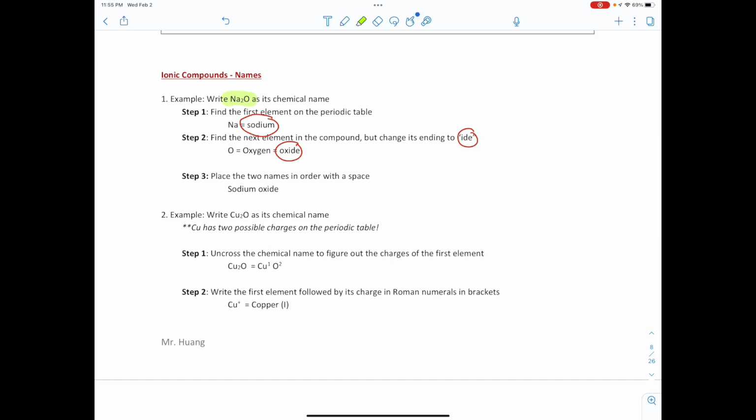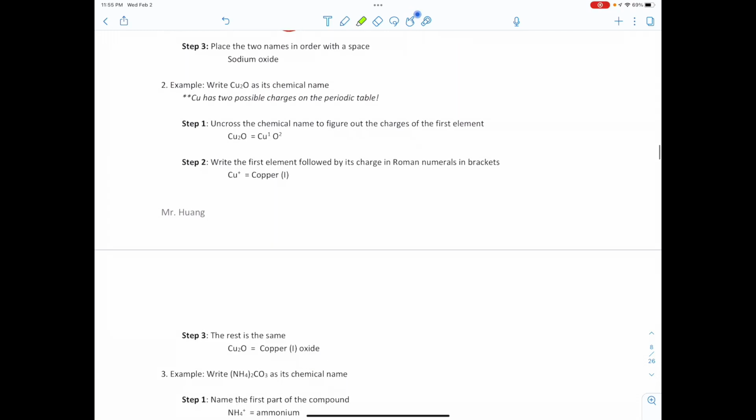Let's take a look at another example here. We have Cu2O. Now, when you look at Cu, or copper, on the periodic table, you'll notice that copper actually has 2 possible charges. It can either have a +1 charge or it can have a +2 charge. And so to figure out which one it is, we're just going to kind of uncross it. We're going to go backwards a little bit.